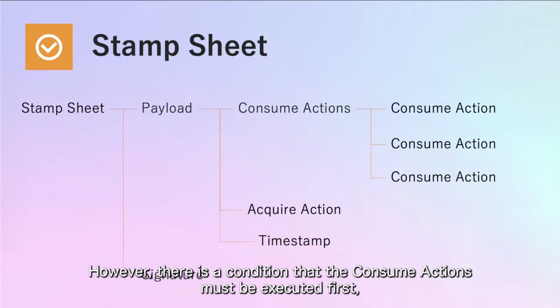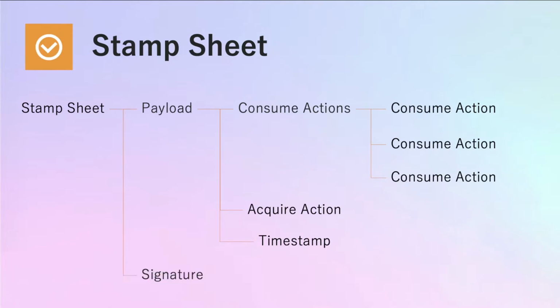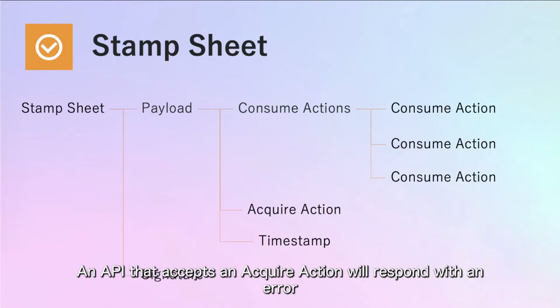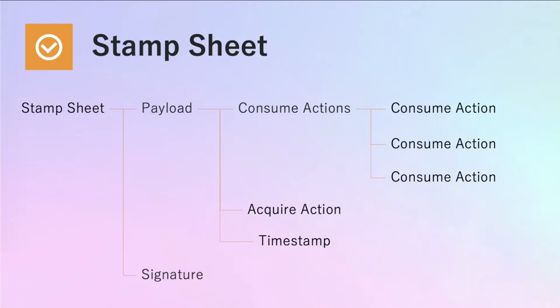However, there is a condition that the consume actions must be executed first, and the acquire action must be executed after all the consume actions have been completed. An API that accepts an acquire action will respond with an error if all consume actions in the stamp sheet have not been executed. The purpose of this is to prevent fraud.